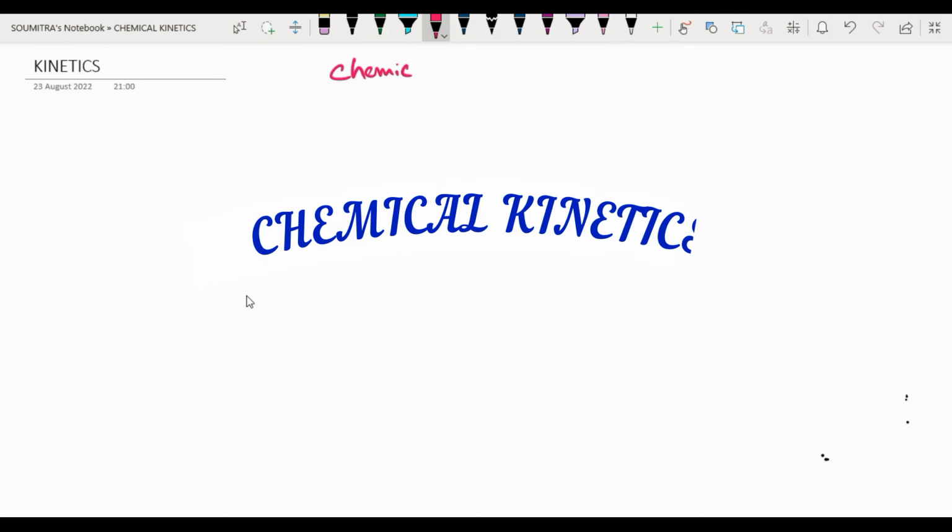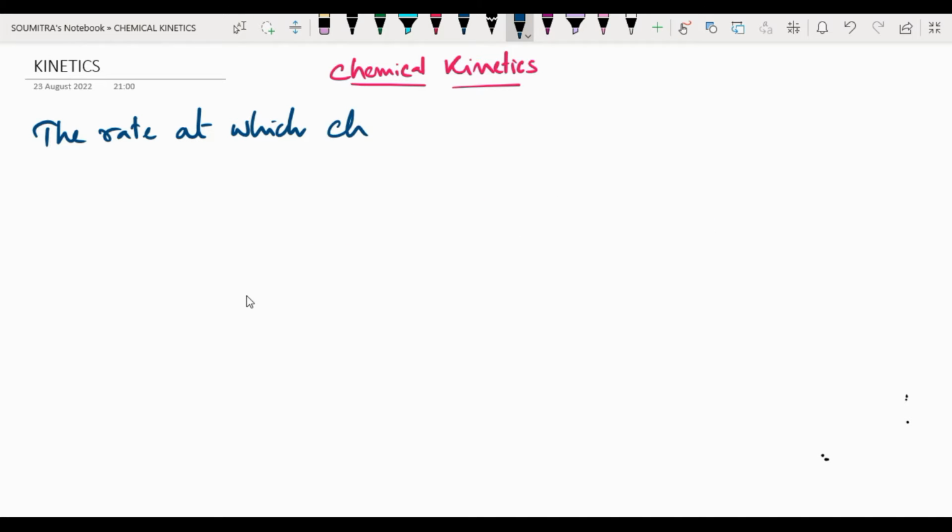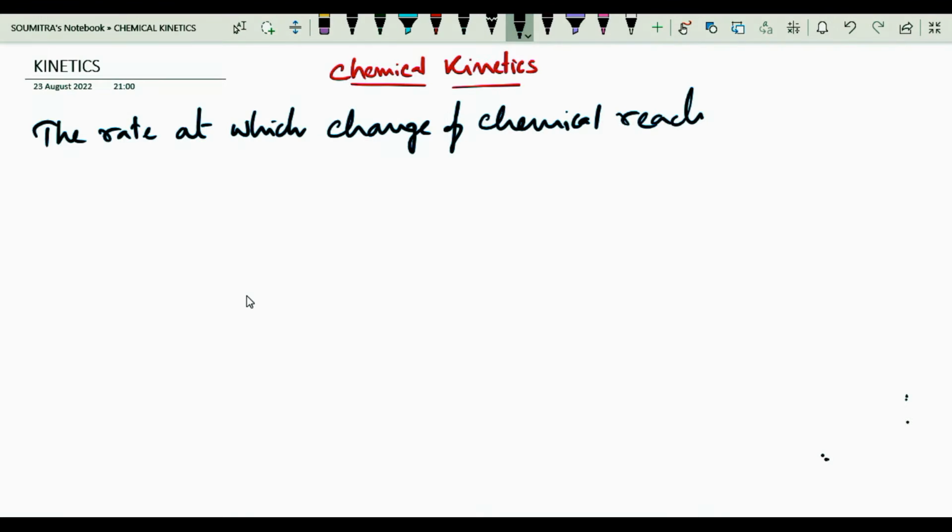To talk about chemical kinetics. Now remember, we know the different types of chemical reactions, and what does chemical kinetics mean? Actually, the rate at which a chemical reaction changes occurs is called chemical kinetics.